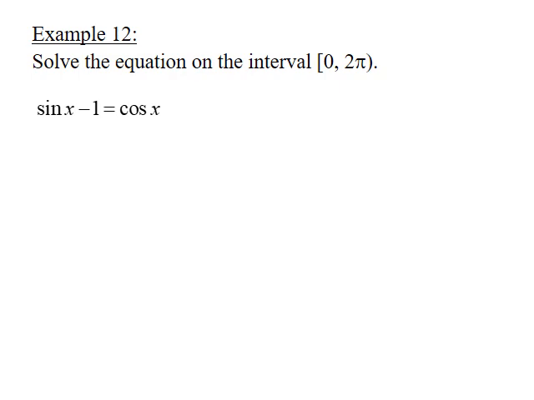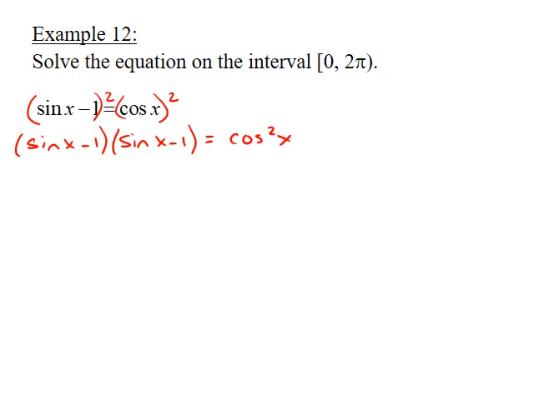Okay, so let's see what we can do here. I'm going to square this and this. And when I square the left-hand side, I really think it's helpful to write it down twice because you can't just distribute that square. So you have to FOIL this out, and when you FOIL it out, you get sine squared minus 2 sine plus 1 is equal to cosine squared.